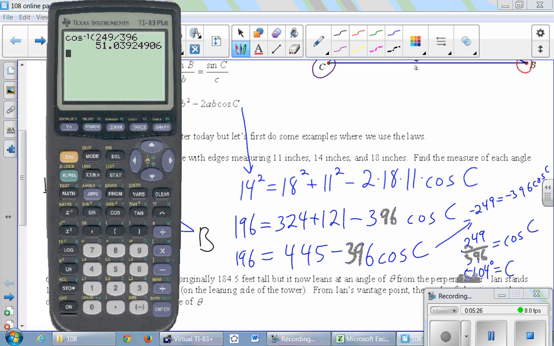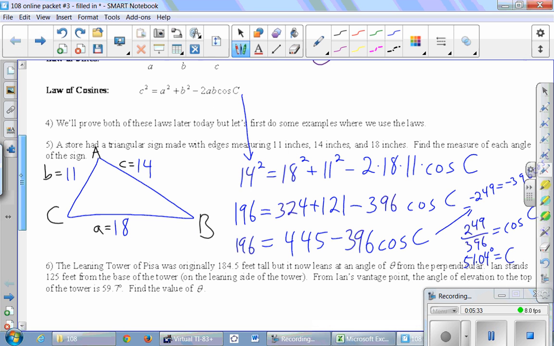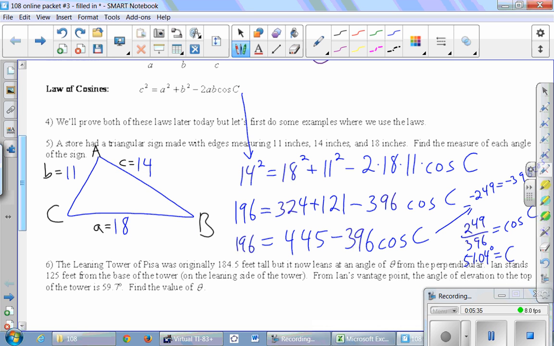Okay, so that's angle C. And then we'll just fill that in now. So we got 51.04. In order to find the other angles, we're going to do the same kind of thing, but I'm just going to, in my head, start swapping these letters around.